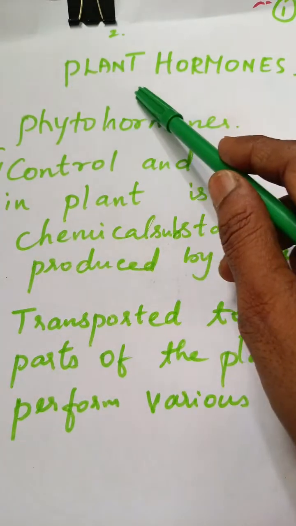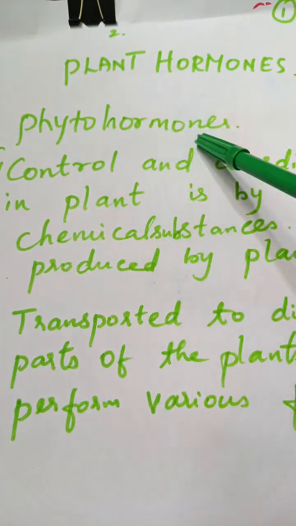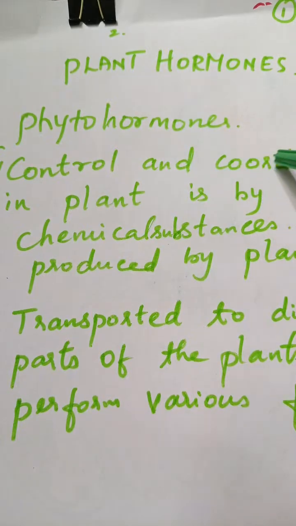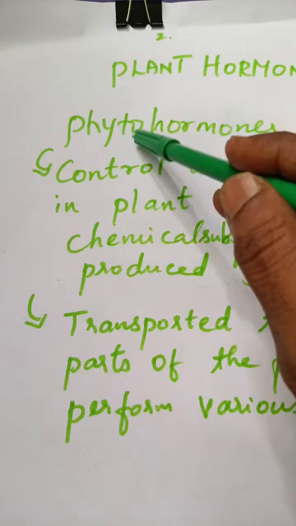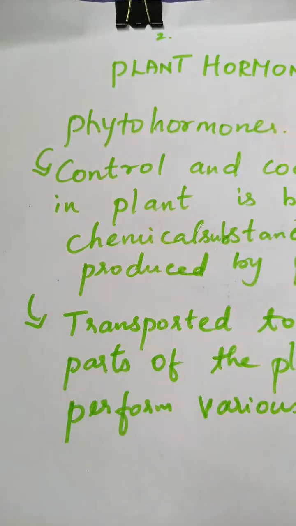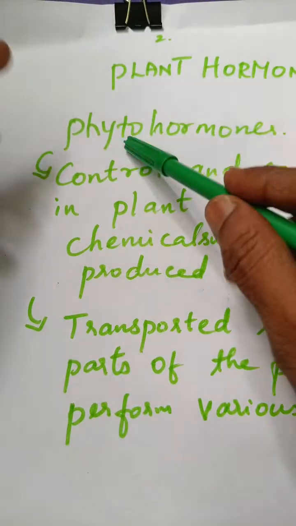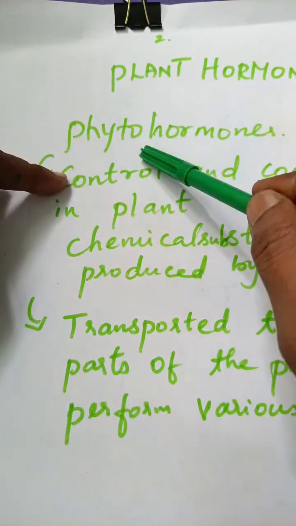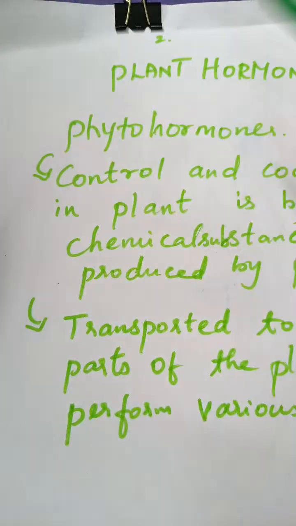These plant hormones are generally called phytohormones. Why do they call them phytohormones? The term phyto means what? It's nothing but related to the plants. It's related to the plants. It's the green pigments, we can say.